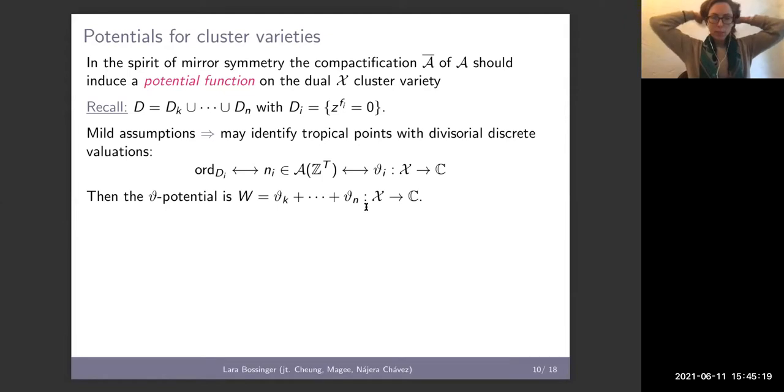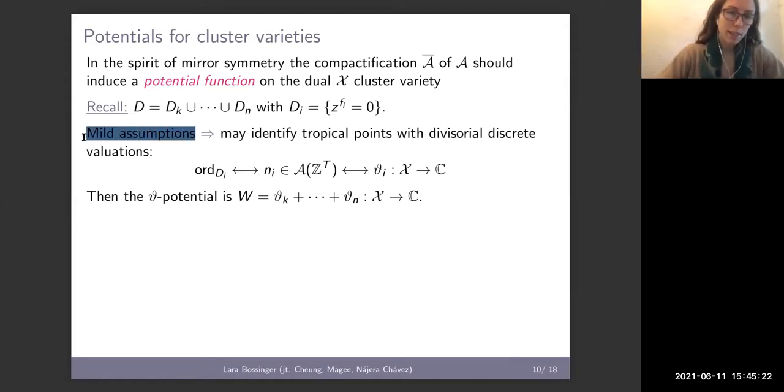Now, given some mild assumptions, which, in fact, it has been announced are always fulfilled, so you might as well ignore them in a few months. Hopefully there will be a paper that tells you you don't have to assume anything anymore. But the idea here is that we are allowed to identify tropical points with divisorial discrete valuations. So each of these divisors on the A variety gives me a divisorial discrete valuation just in terms of the order of vanishing along this certain component of the divisor.